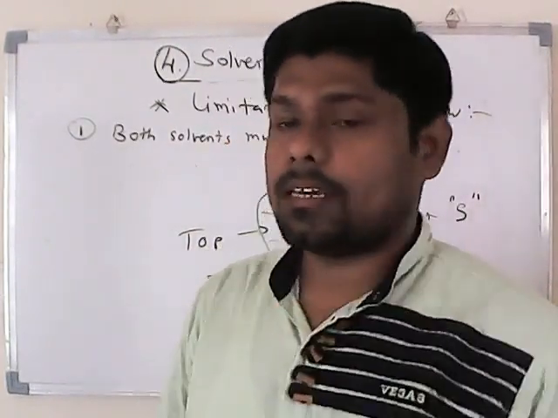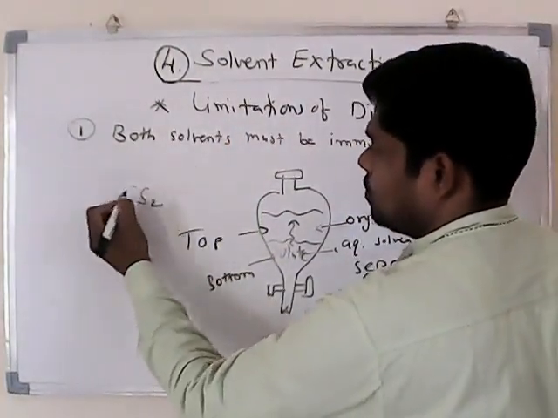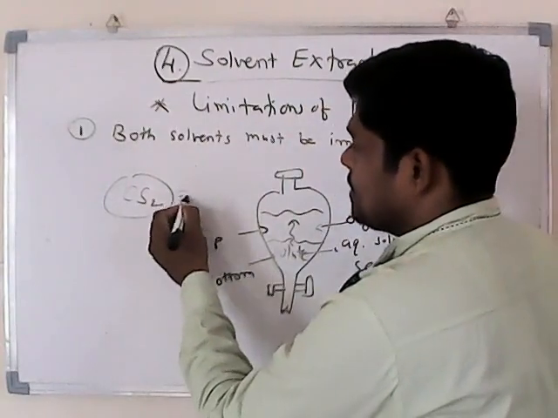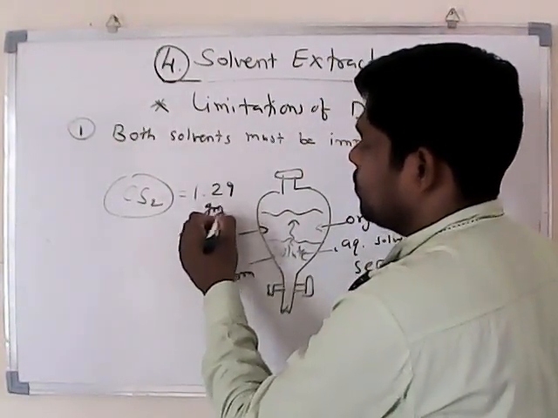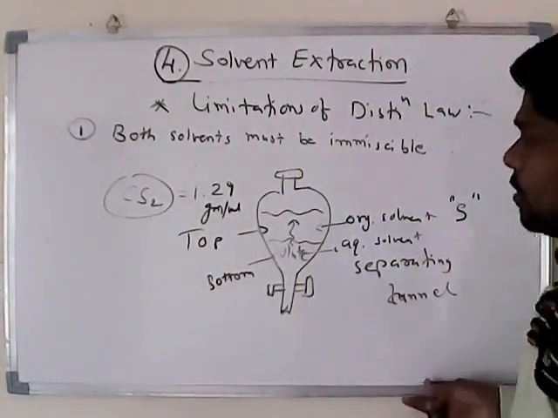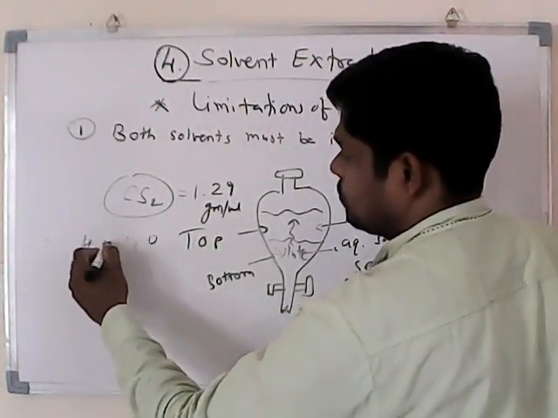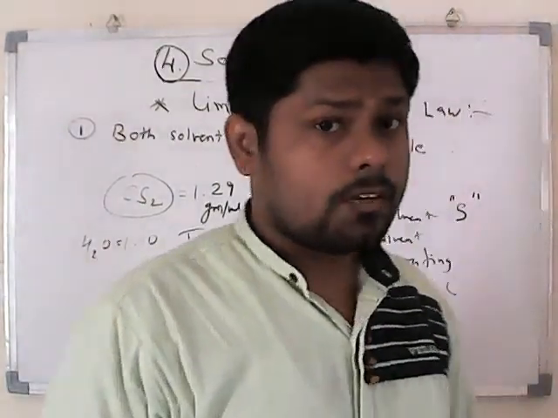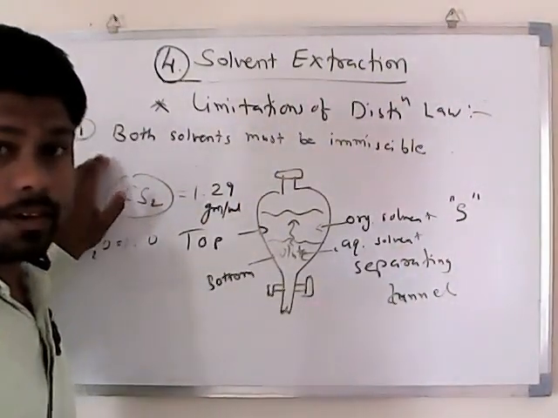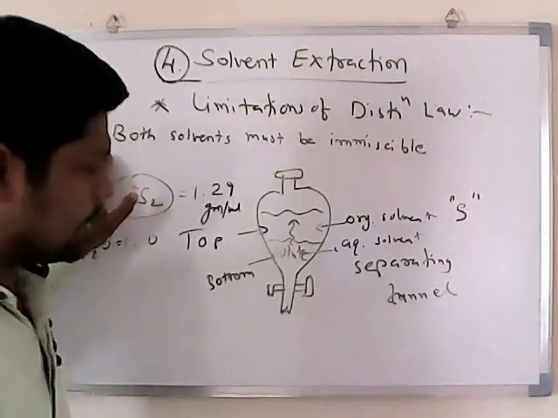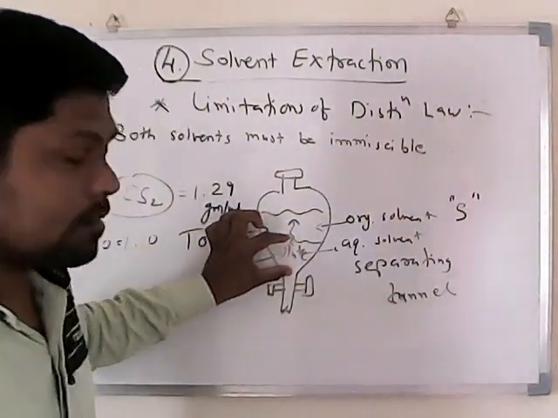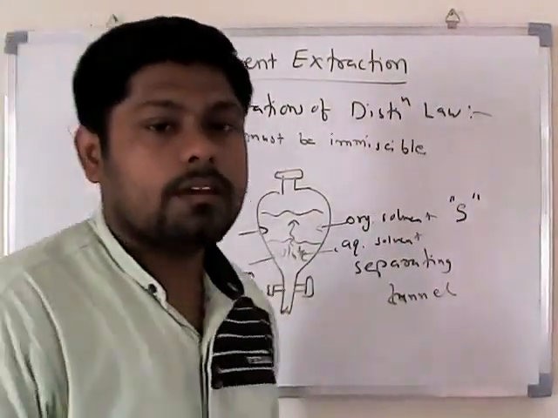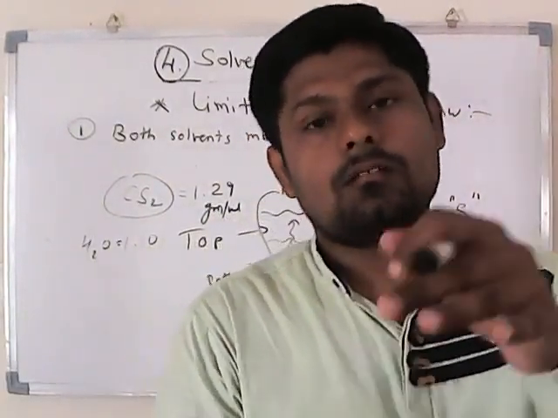But in case of CS2, that is carbon disulfide, the density is 1.29 gram per ml, and you know water has a density of 1.0. So now what happens here? When you mix water with carbon disulfide, obviously because of higher density, the organic layer, the CS2, is at the bottom of the separating funnel, while water is at the top of the separating funnel. So that is the basic funda behind identifying the layer of a solvent in a separating funnel.